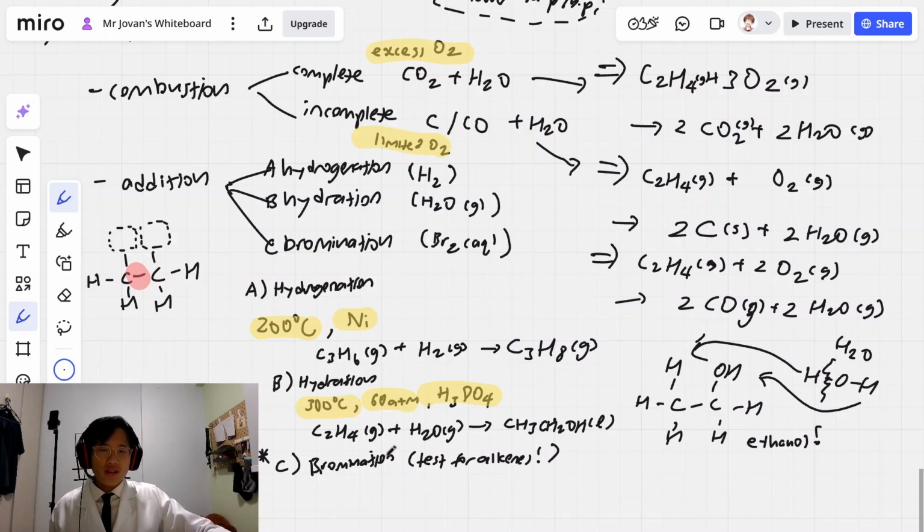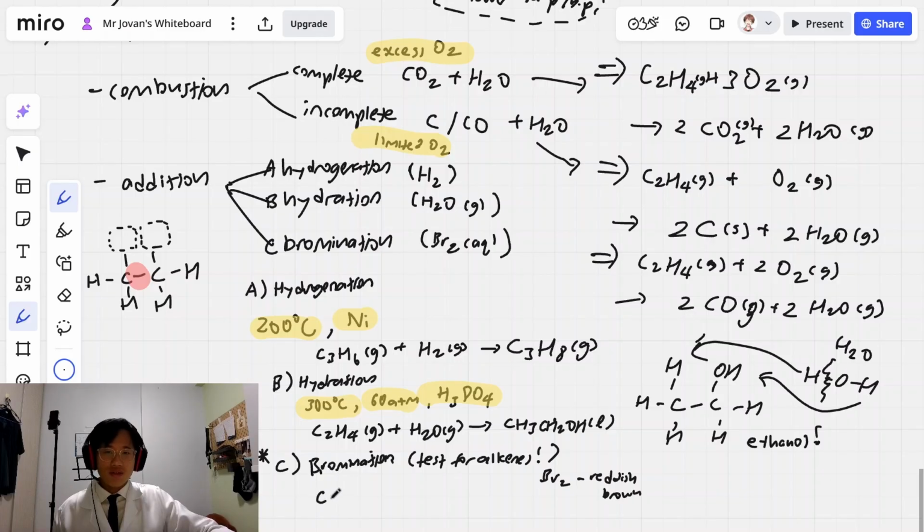Why? Because bromine changes color, and that's how we determine it. Normally bromine, before I add it, is reddish brown. But if I add bromine into the reaction, this reddish brown will disappear. And that's how I see whether there is an alkene present or not.